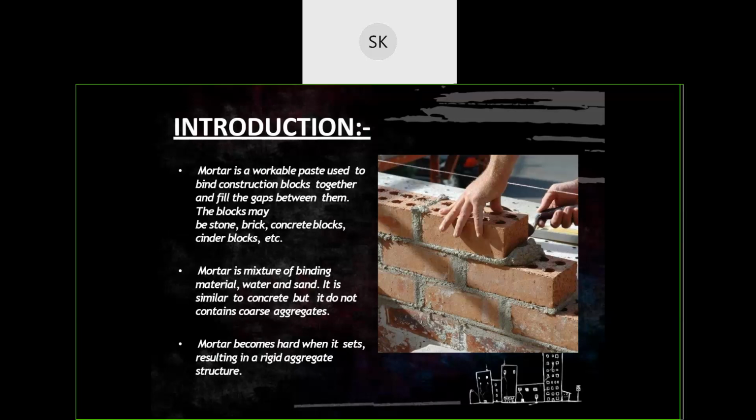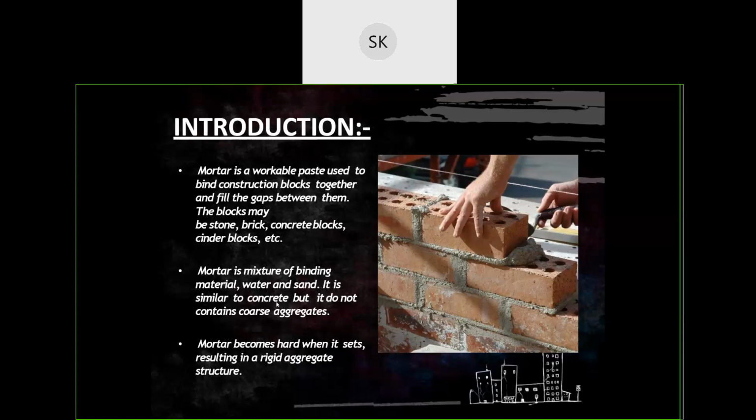So basically, we'll start with the definition of mortar. What is mortar? It is a workable paste used to bind construction blocks together and fill the gap between them. The blocks may be stone, brick, concrete blocks, etc. So mortar works as a binder material also. Mortar is a mixture of binding material, water and sand. When you mix cement with sand and water, it gives you mortar. Binding material can be cement, lime, or any other material.